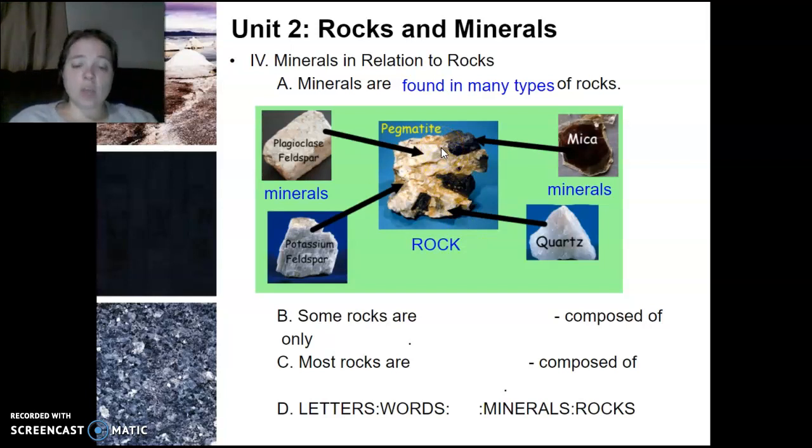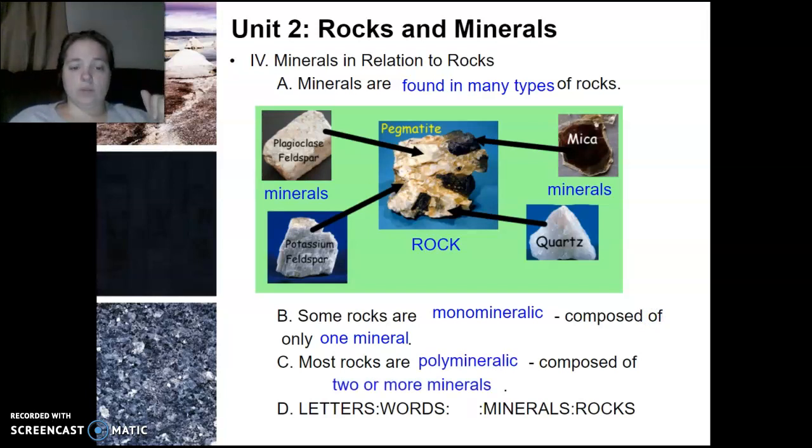There are some rocks that are monomineralic, which means they're composed of only one mineral. For instance, halite. Halite is only one mineral. The rock it makes up is rock salt. But most rocks are polymineralic, which means they're composed of 2 or more minerals. So think of minerals kind of like this. Letters make up words. So letters are to words as minerals are to rocks.